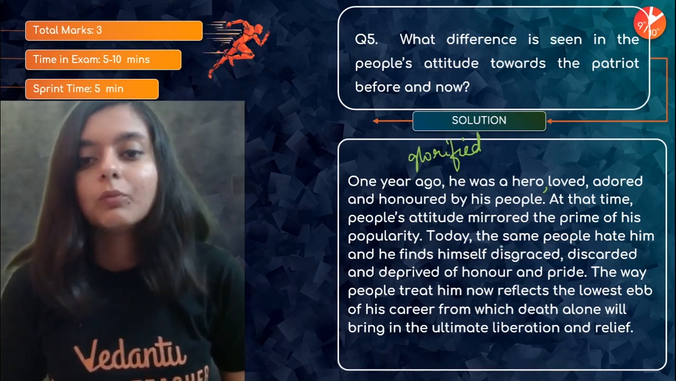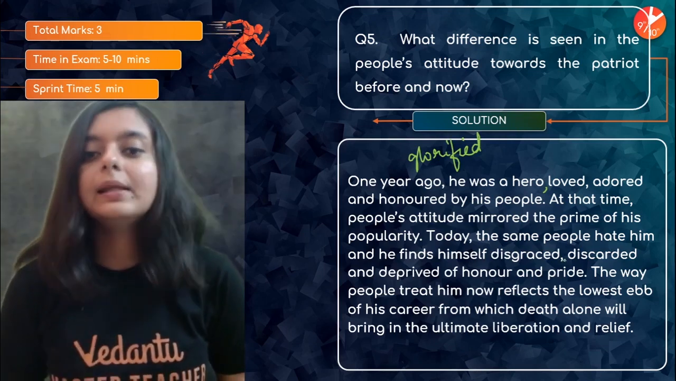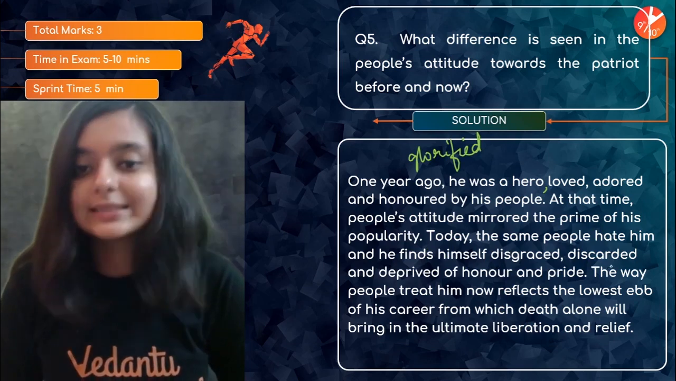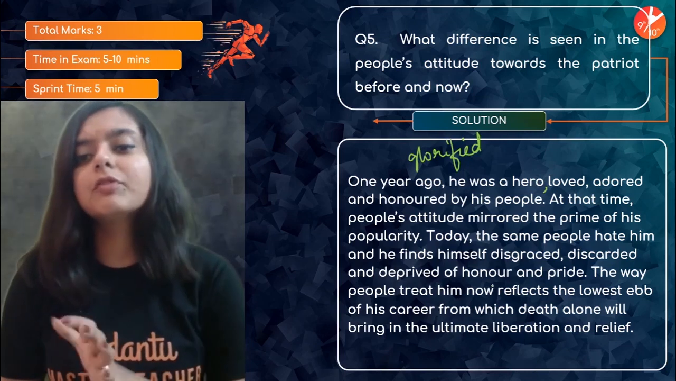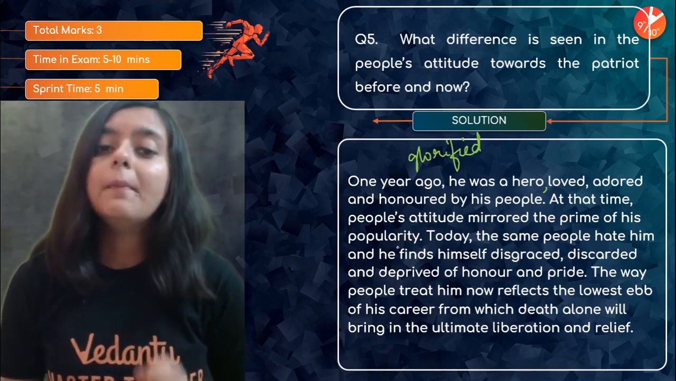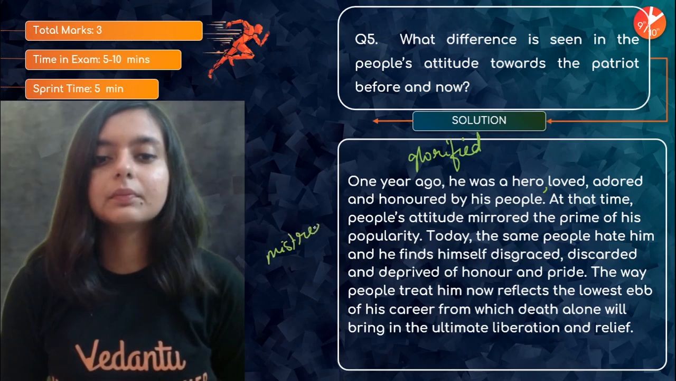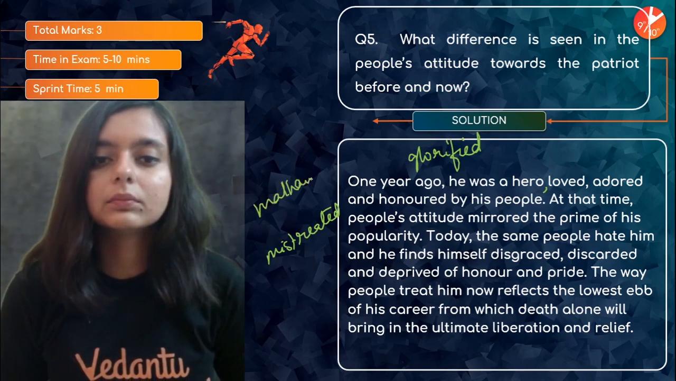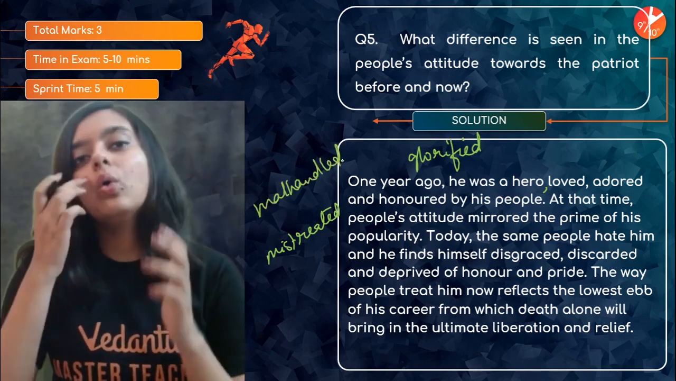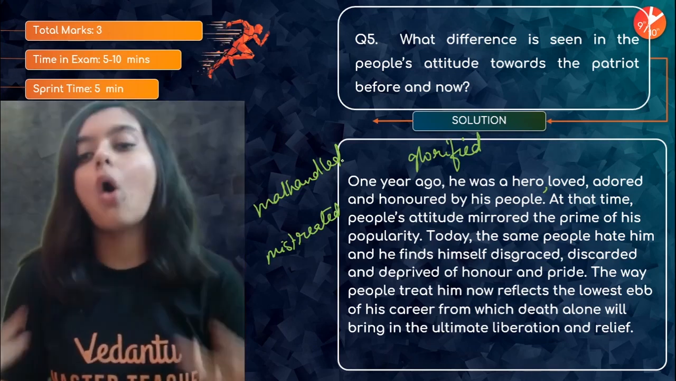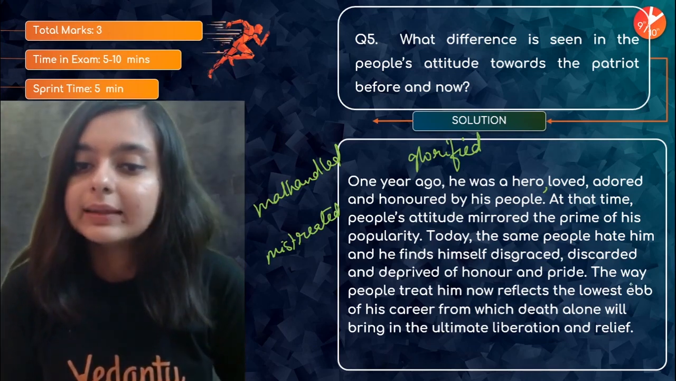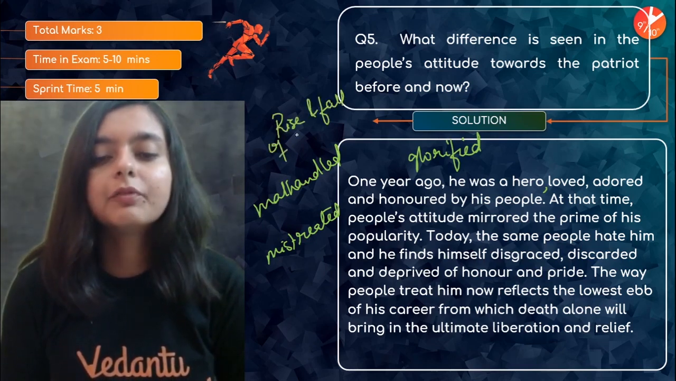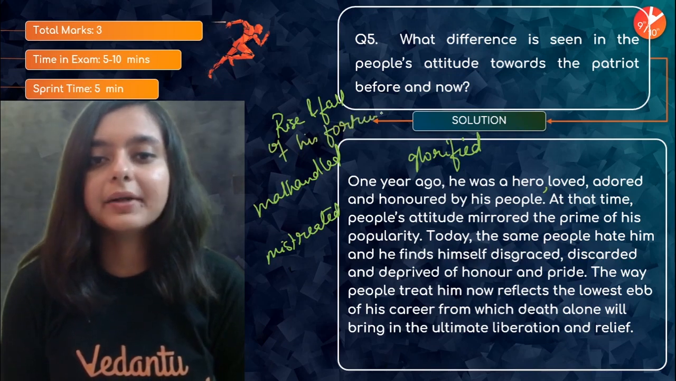So now what happened? The same people hate him. It's hatred now, and he finds himself disgraced, discarded, deprived, not only deprived of the honor and the pride, but also mistreated, or manhandled, by the same people who had hailed him as a hero, who had honored him. So this is definitely showing the rise and fall of his fortune. That also you can add, right?